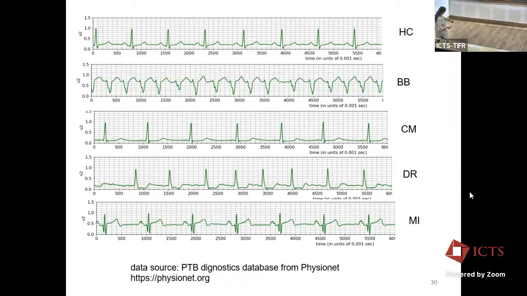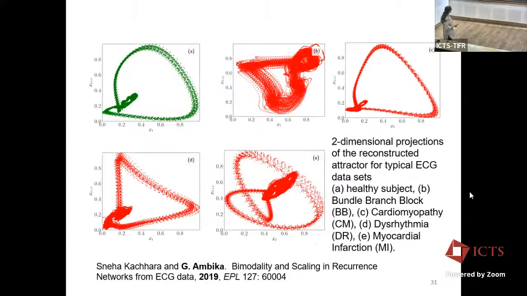And this is again another interesting example. These are ECG data sets. This is the healthy case, bundle branch block, cardiac myopathy, dysrhythmia, and myocardial infarction. I don't know, you are too young to hear about such diseases, but these are diseases of the heart. And the ECG data from the heart varies based on this. And these are the variations that you see. So if you recreate the dynamics, can we make out some differences?